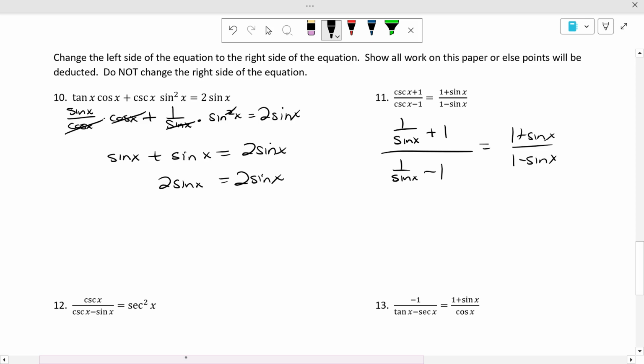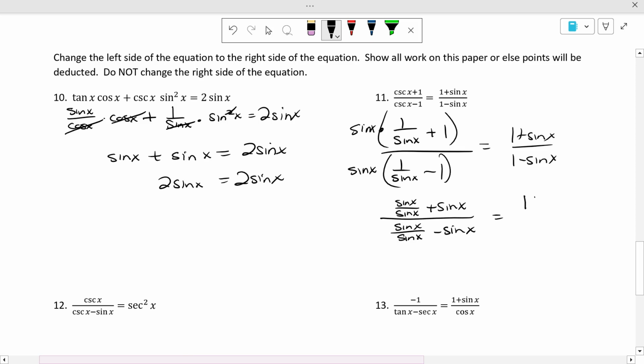All right, so when I have a complex fraction, I multiply by the denominator of the denominator. So I say sine of x, but I'm going to distribute through both of these. So I'm going to get sine of x over sine of x plus sine of x over sine of x over sine of x minus sine of x. This is an important step to show, because if you don't show that step, I'll take points off. Okay, because you got to show that, hey, I'm multiplying both of these by that. So 1 plus sine of x over 1 minus sine of x.